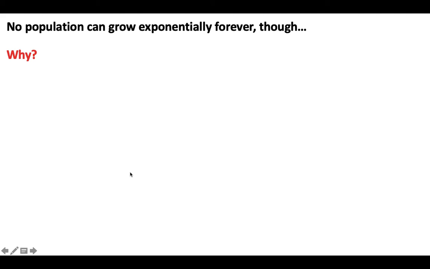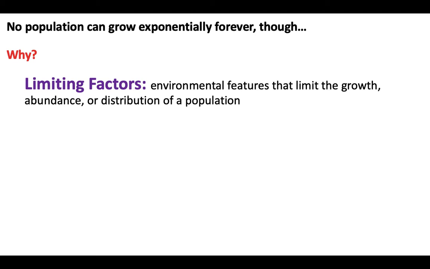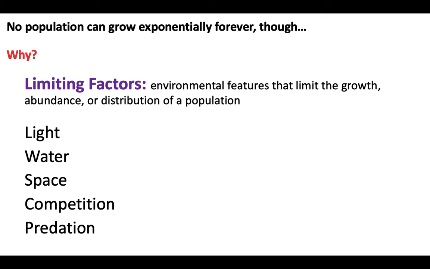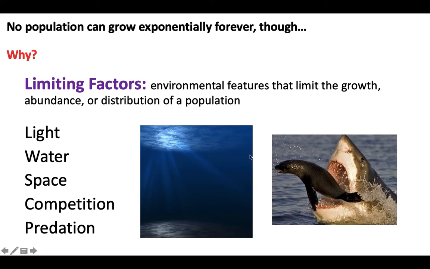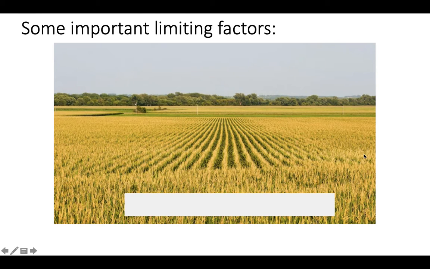So, like Malthus was saying, no population can grow forever, whether that's humans or otherwise, because of limiting factors. These are factors in the environment that are going to prevent the population from growing past a certain point or distributing past a certain point. They include things like light, water, space, predation, competition, and also food. Here, light and predation, you can see there.